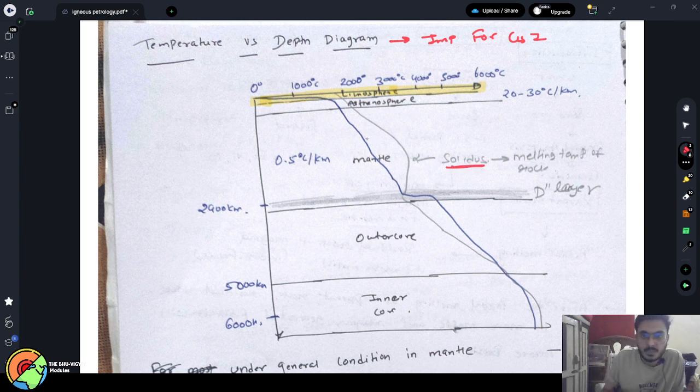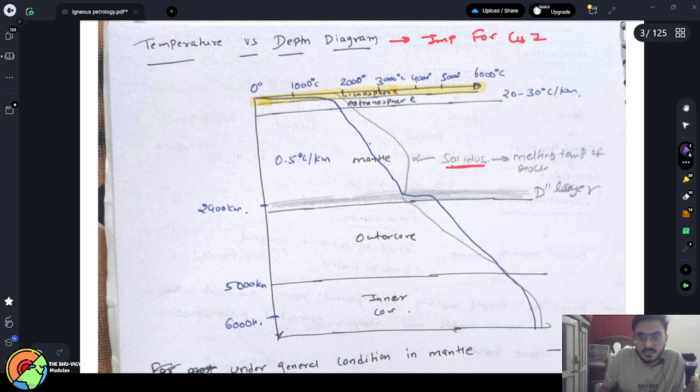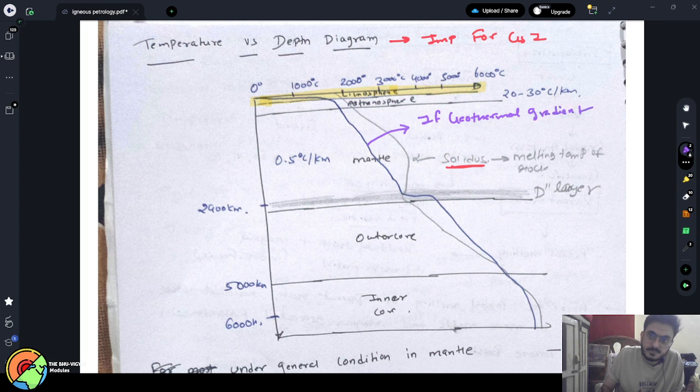This is important to understand here: if this geothermal gradient crosses this solidus curve, okay, solidus is a point from where melting starts. So if this geothermal gradient by any process crosses this solidus curve, then only melting will begin. So if geothermal gradient crosses the solidus, melting will start.